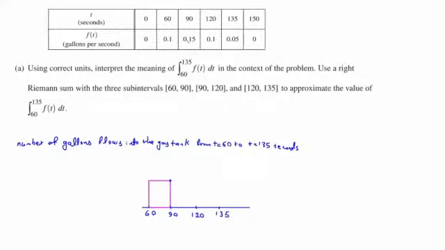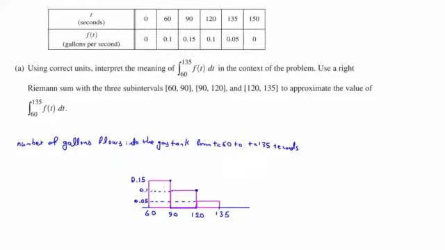The first one, we calculate the right Riemann sum. F of 90 is 0.15, so this level. And for 120, it will be 0.1, so this part. F of this point is 0.1, and the last one is 135. So it will be something like this, which is 0.05.